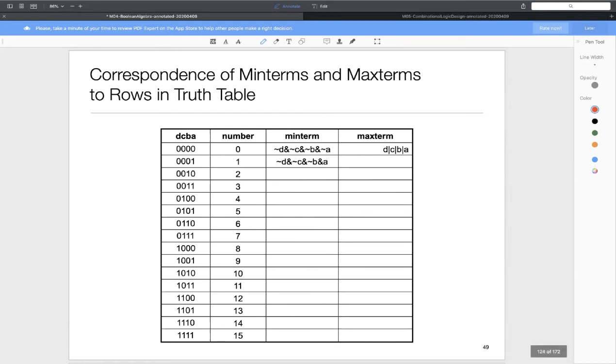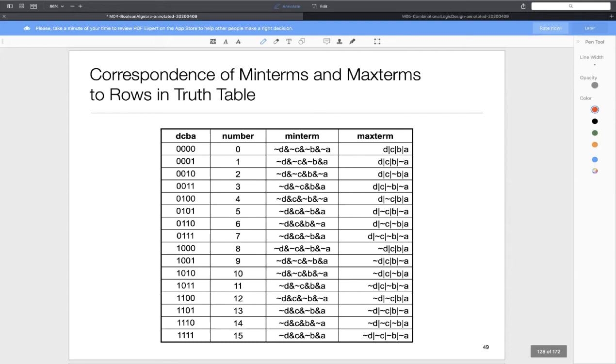What would be the max term? Well, max term would be D or C or B or not A. So essentially what's happening is minterm, as you know, is an AND, and wherever we have a 0, the variable will occur in a negated form in the minterm, and wherever the variable is 1, it will appear in a negated form in the max term. So I can write all of these down, kind of fill the whole table.